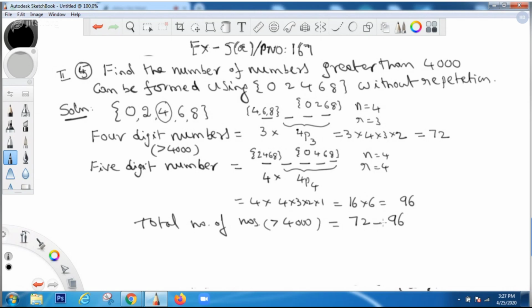Why? Because we may form a 4-digit number or a 5-digit number, isn't it? If we write a 4-digit number, we are not going to write a 5-digit number, and if we write a 5-digit number, we are not going to write a 4-digit number. That's why any one of them will be done, so we have to put plus. So 72 plus 96. Find out the total and tell me. 168. So the answer is 168. That's the answer for this problem. Note it down.